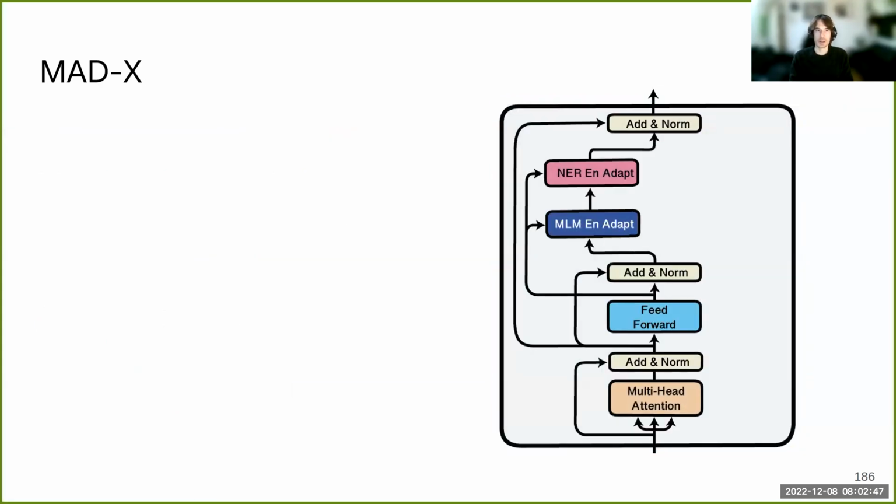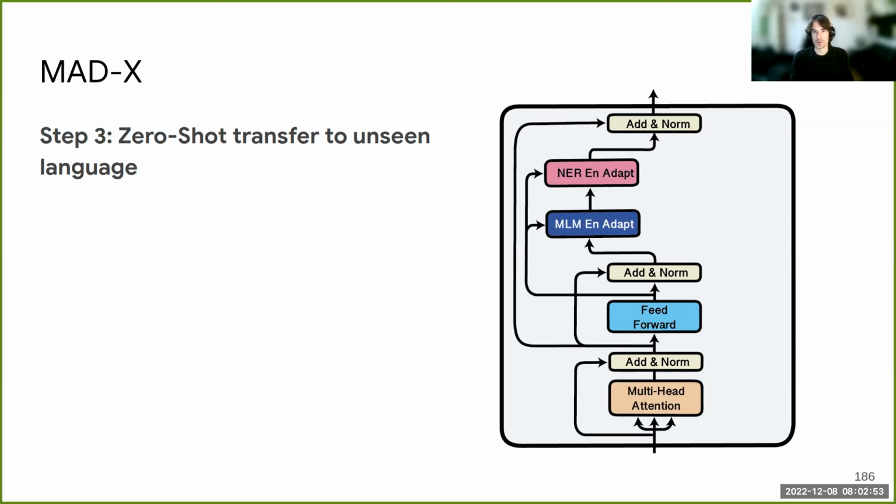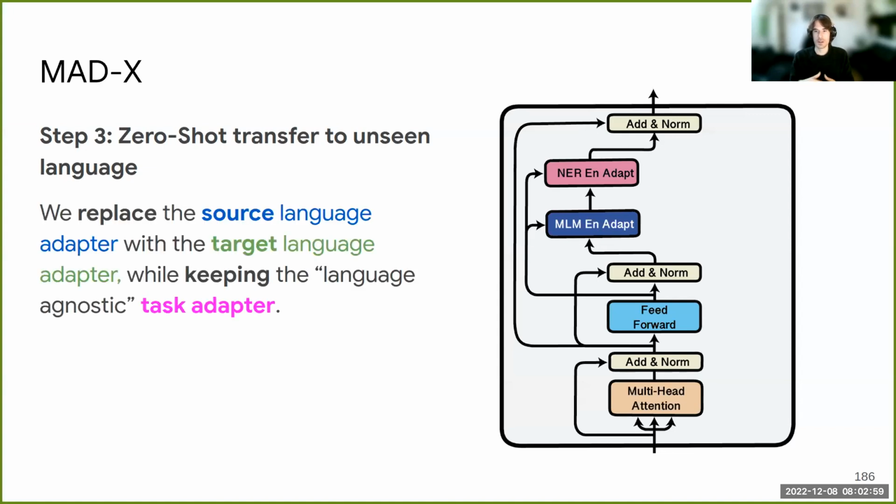Okay, and step 3 is again doing the actual zero-shot transfer, which is, okay, we now have to do transfer to the target language, for which we have seen 0 annotated instances. So you already see where this is going. Because the assumption is that language adapters are roughly interchangeable, we can just replace the source language adapter with the target language adapter while keeping the language-agnostic task adapter, which actually gives us task-specific knowledge.